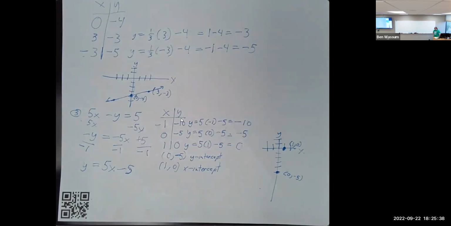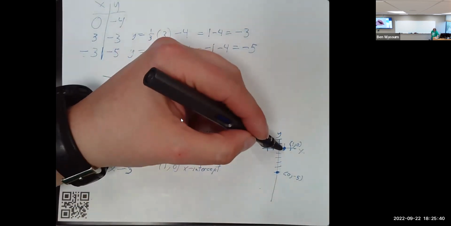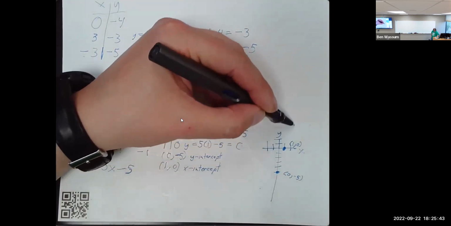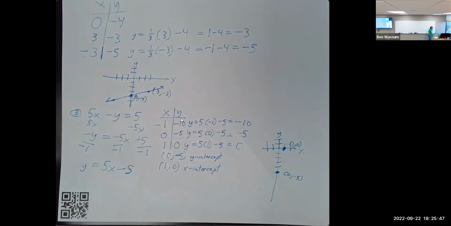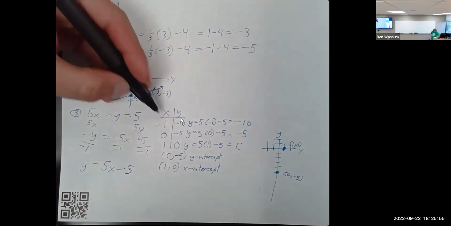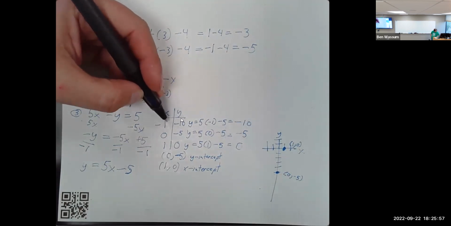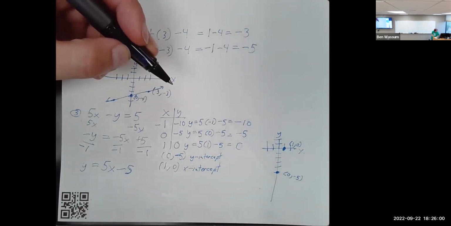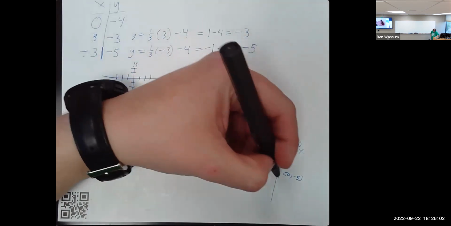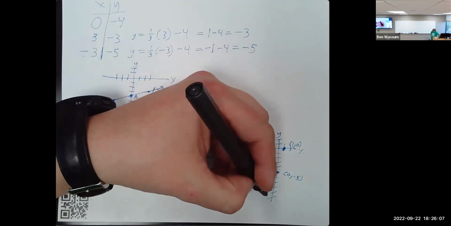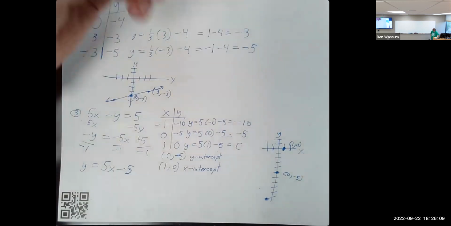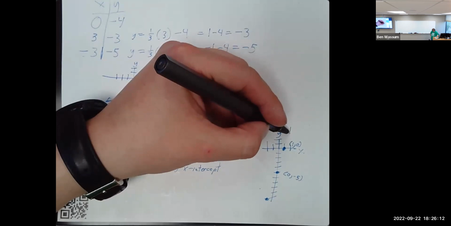And you can kind of see right now that just based on those two points, you could just get a nice line, and we know exactly where it crosses these axes. And if we know that, then our graph looks a lot more accurate. Now, in our case, we do want that third point as a check, that negative 1, negative 10. So negative 1, negative 10. And we can draw our line.